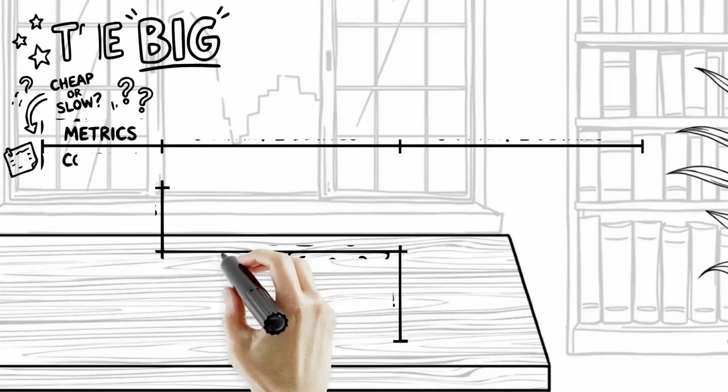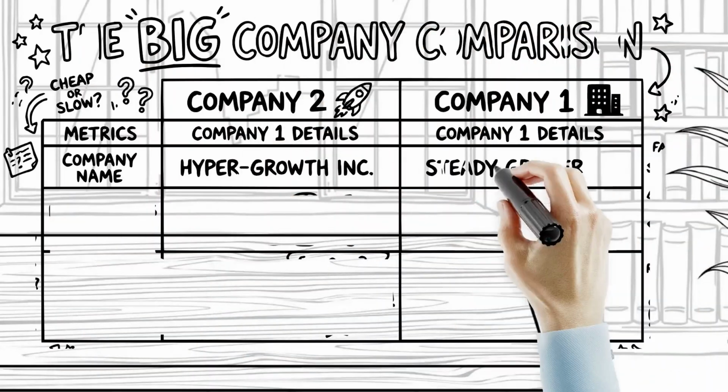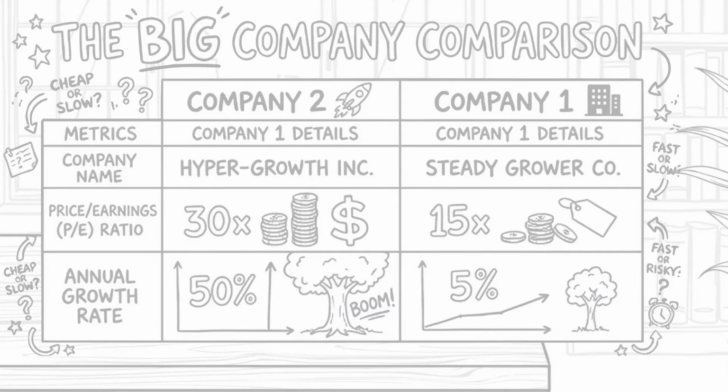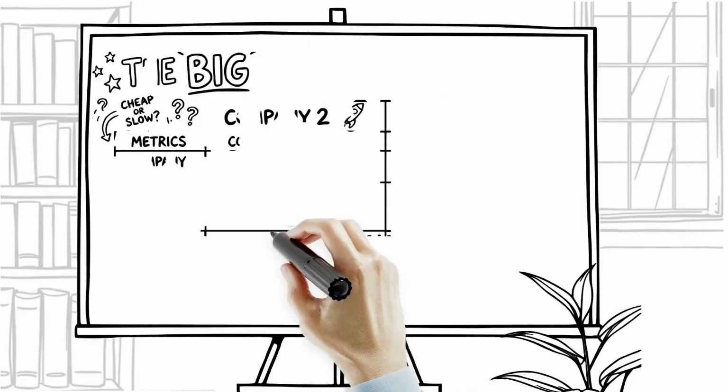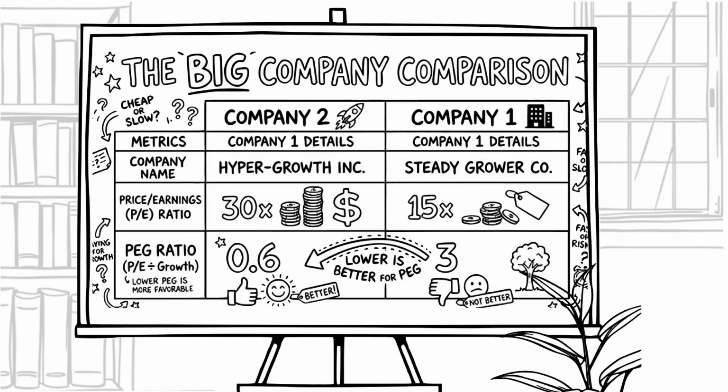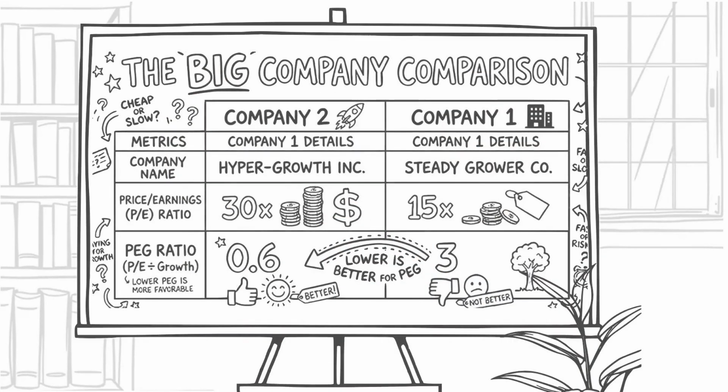Let's compare two companies. Company A has a PE of 15 and is growing at 5% a year. Company B has a PE of 30, double the price, but it's growing at 50% a year. If you only looked at the PE, you'd pick Company A every time. But the PEG ratio tells a different story. Company A has a PEG of 3, while Company B has a PEG of only 0.6.